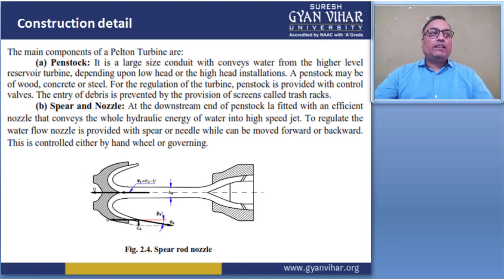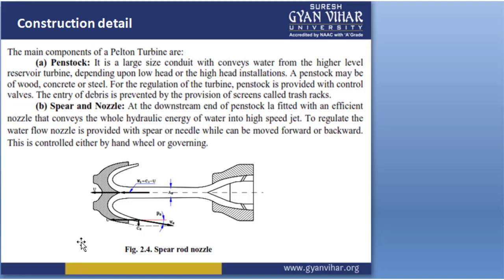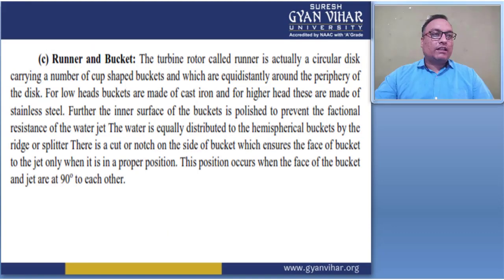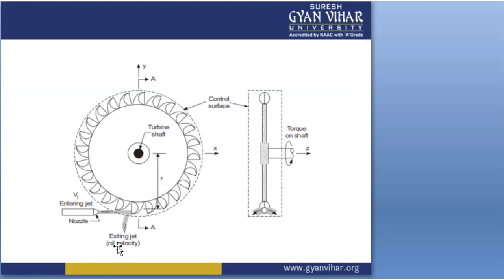And the main components of the Pelton wheel turbine are the penstock, spear and nozzle, and runner and bucket also. These are some main components.